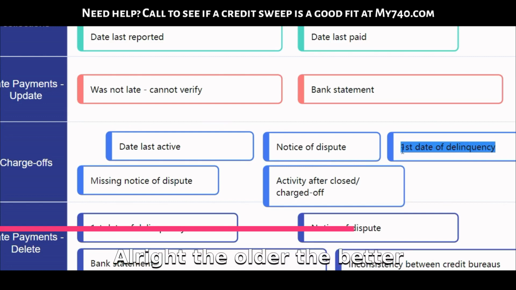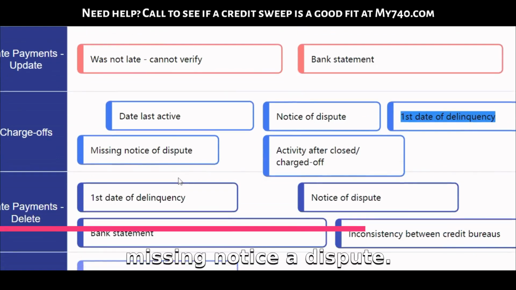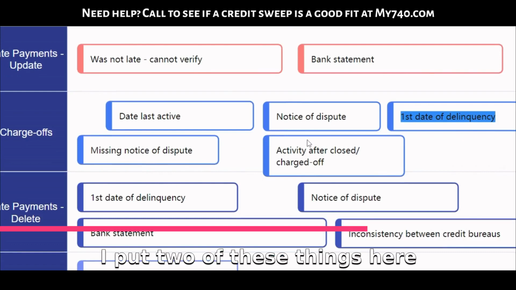All right, the older, the better, because you're going to go back super far and you're going to say, hey, I wasn't late on X date. This account needs to be removed. Obviously, if it's older, it's going to be more difficult for them to go back and verify it. Okay. Missing notice of dispute. Well, we already did that. So unfortunately, I put two of these things here when it was only supposed to be one. So I apologize about that.